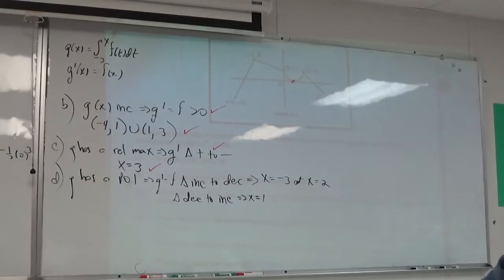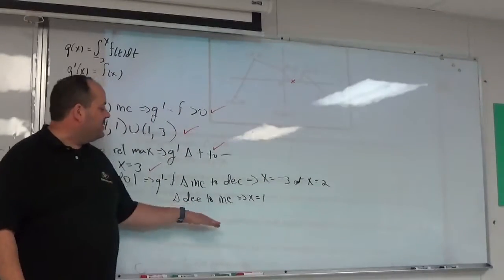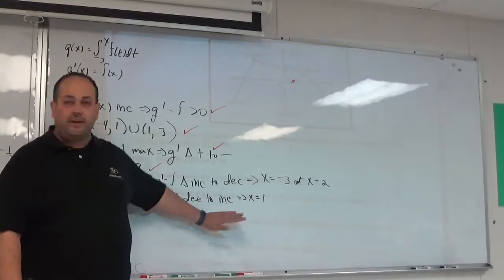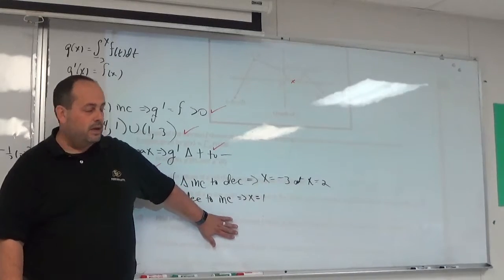The graph. The graph, not it, never it. We're too late in the game for it. Where G prime, which is F, changes from decreasing to increasing. Everybody good? Yes, sir. Now, here's the thing.